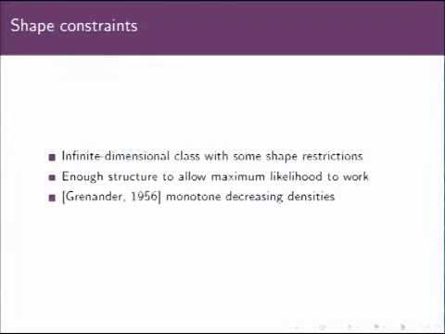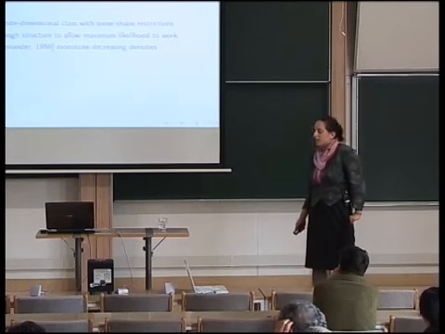So this idea goes back to the 50s, Grenander, who thought about monotone decreasing densities in the context of actuarial data, life expectancy data, and he characterized the maximum likelihood estimator, and then since then there's been a lot of work on the theoretical performance, and that's pretty well understood now.